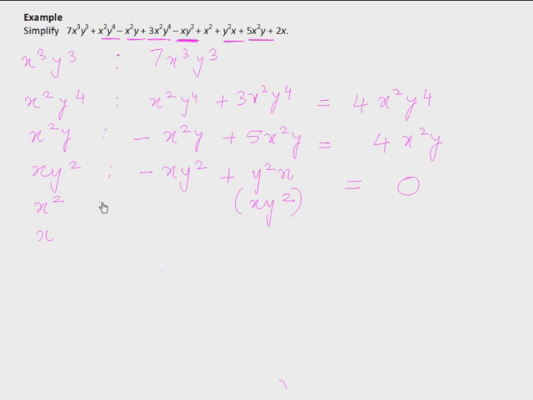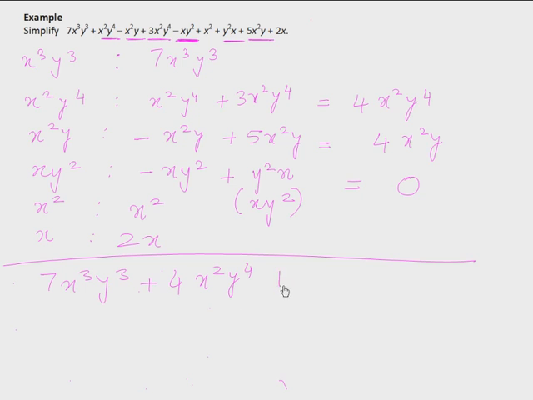Then there are x square terms. Which are the x square terms? There's just one x square. And there's an x term which is 2x. So what's my final result? It's 7x cube y cube plus 4x square y raised to 4 plus 4x square y. The xy square terms cancelled each other out. Plus x square plus 2x. And that is my final expression.